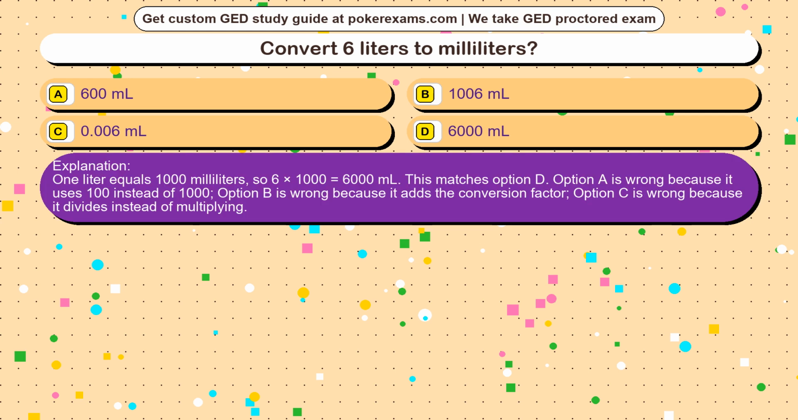1 liter equals 1000 milliliters, so 6 times 1000 equals 6000 ml. This matches option D. Option A is wrong because it uses 100 instead of 1000. Option B is wrong because it adds the conversion factor. Option C is wrong because it divides instead of multiplying.